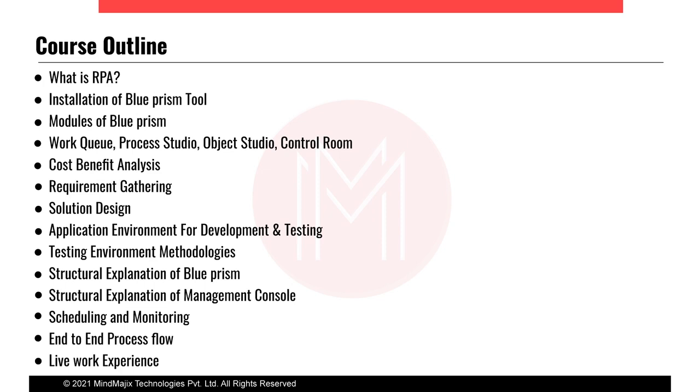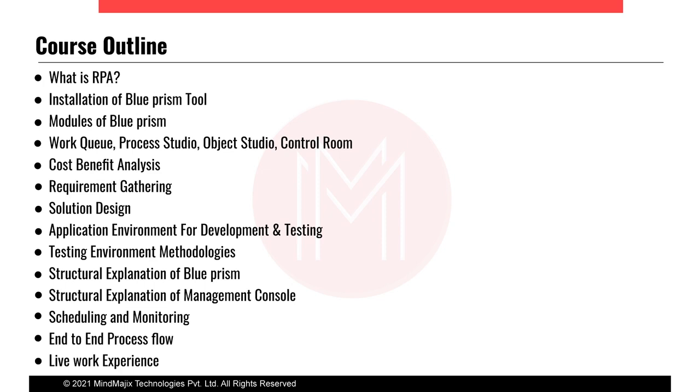Then the modules of Blue Prism. We have lots of tabs: process studio, object studio, control room, and the system tab. All the tabs have different settings and options. We will discuss what options are available, what those options do, and how to use them, and we will see everything in the upcoming sessions.